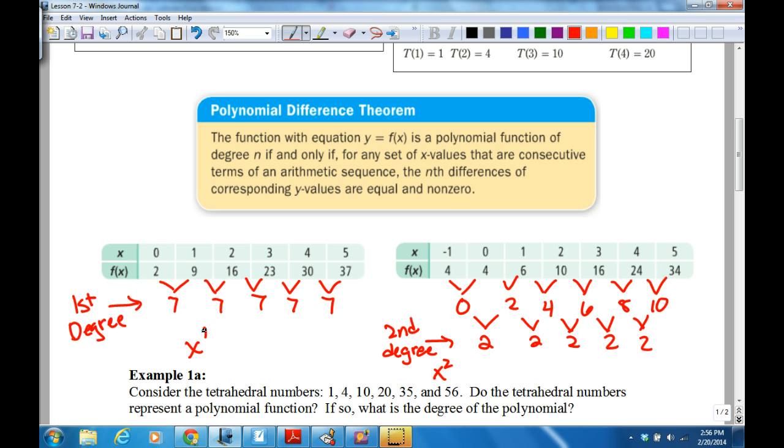Okay? So basically, back to our definition here, it says the function with the equation y equals f of x is a polynomial function of degree n, if and only if, for all sets of x values that are consecutive terms of an arithmetic sequence, the nth differences corresponding are equal and non-zero. So in other words, once you get to the point where all the differences are the same, that's the degree of the polynomial you have.